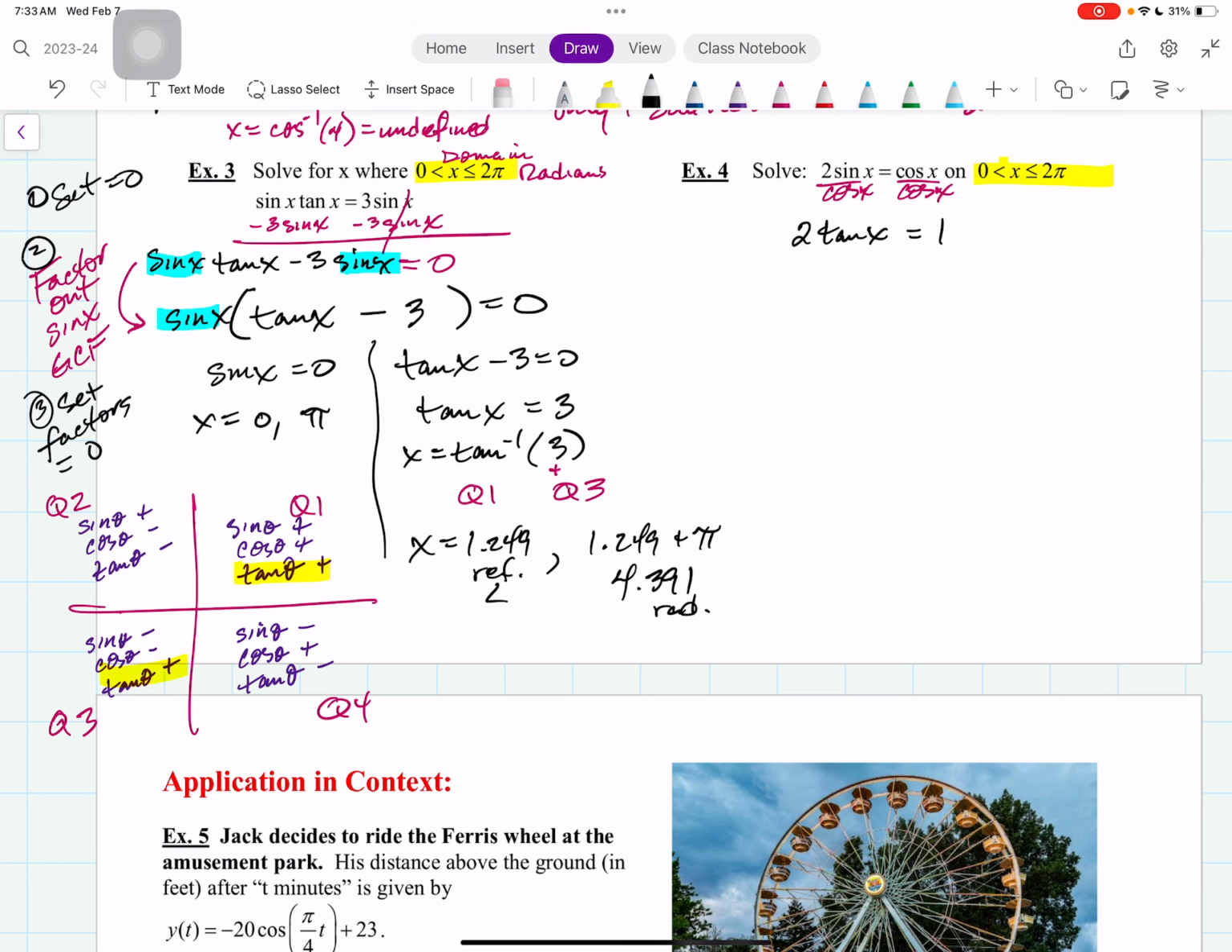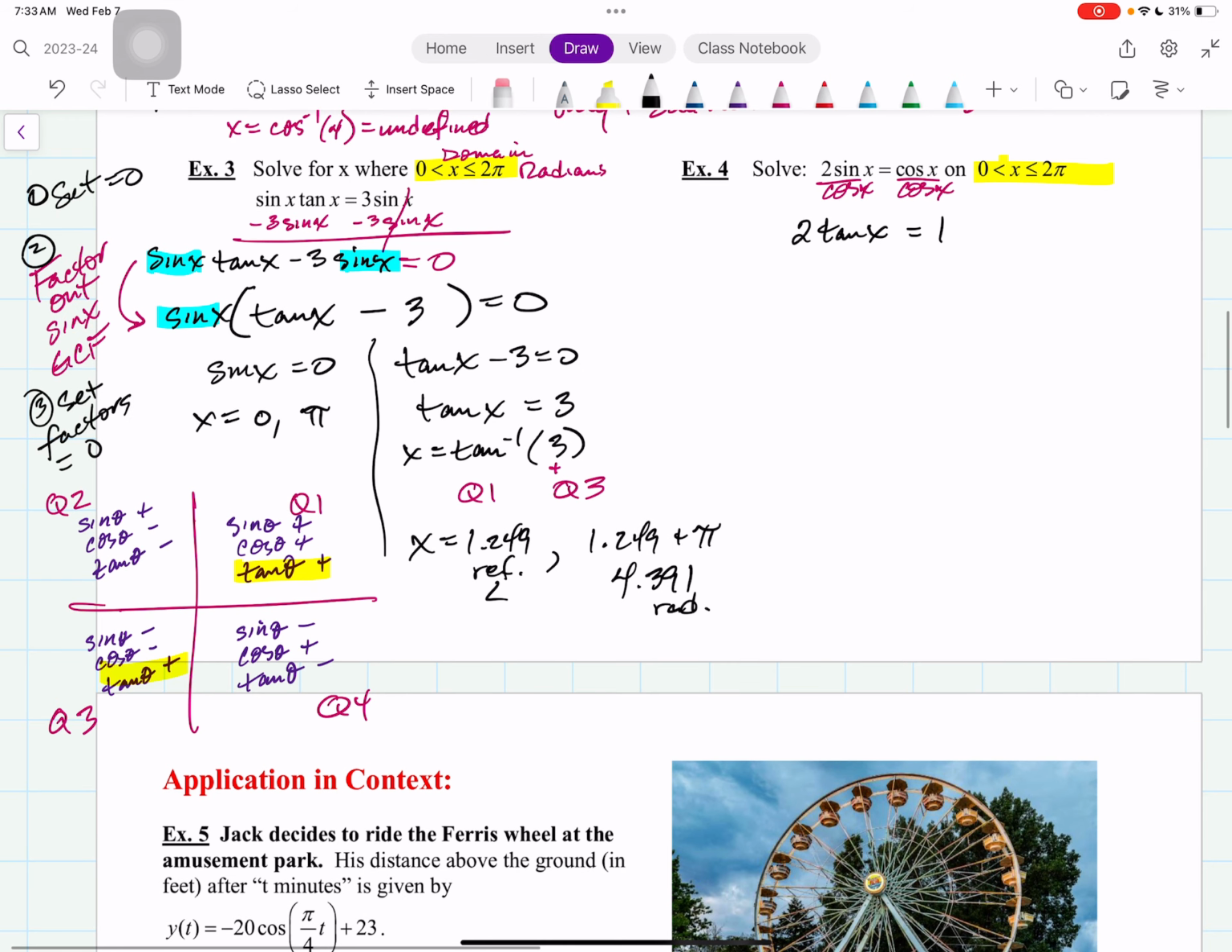We divide by cosine. Sine x divided by cosine x is tangent x. We know that by definition. That's what we started with in the unit. Now divide by 2. We have tangent x equals 1/2. The tangent ratio of 1/2 doesn't exist on the 30, 60, 90 and the 45, 45, 90. So this is a calculator problem.